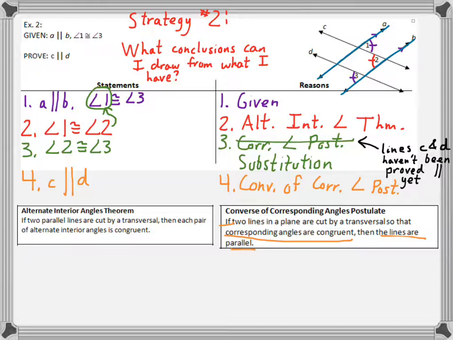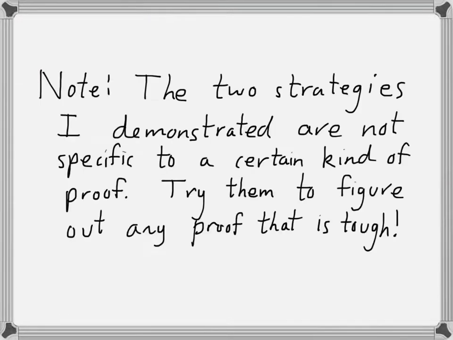Okay, so this strategy I worked forwards, by figuring out, given what I have, what can I do from there? And then the rest of the proof kind of fell into place as I kept generating ideas. Now, I want you to take note that the two strategies that I showed you are not specific to a certain kind of proof. Okay? They're just general strategies you can use on any proof. Try either working forwards, figuring out what you can, or work backwards, seeing what is it going to take to show the final results.